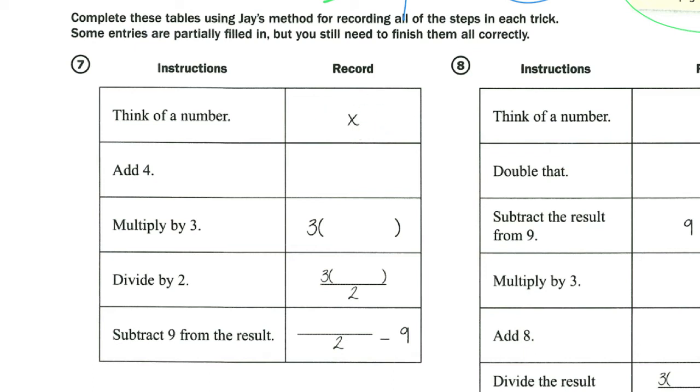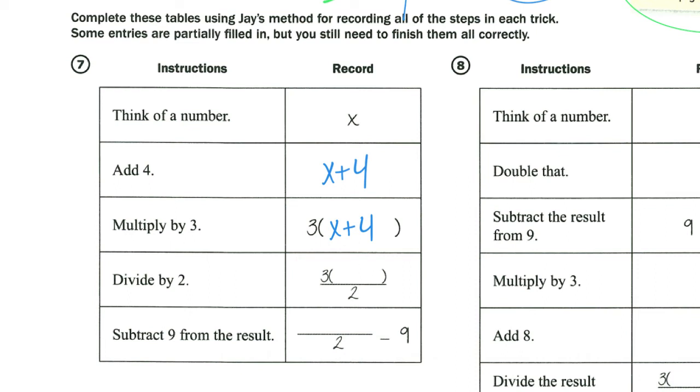In number 7, if we start with a number x and we add 4, that would be x plus 4. The next step, we're multiplying by 3. I could multiply each part by 3, x times 3 and 4 times 3, but they're writing it as 3 times, in parentheses, everything we just had. So that would be 3 times (x plus 4).